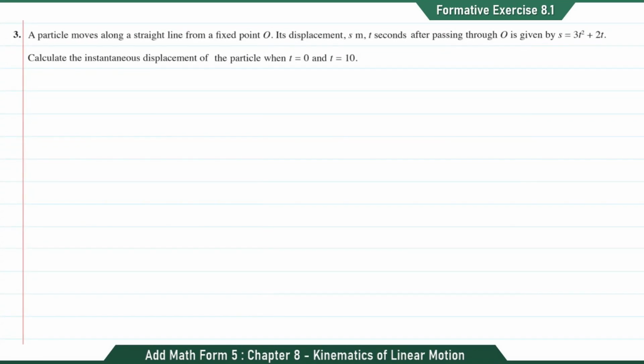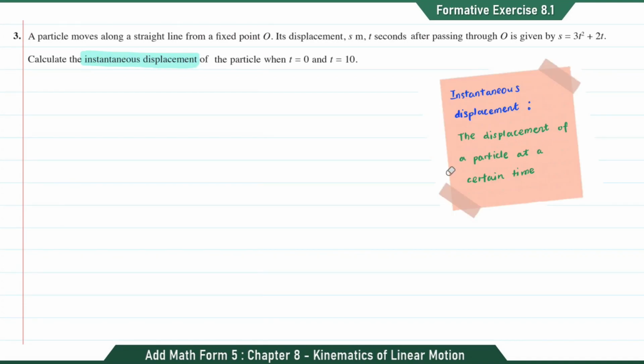Question number 3. A particle moves along a straight line from a fixed point O. Its displacement s meters, t seconds after passing through O, is given by s equals 3t squared plus 2t. Calculate the instantaneous displacement of the particle when t equal to 0 and t equal to 10. The instantaneous displacement means the displacement of a particle at a certain time. To find it, we just need to substitute the times given into the displacement function.